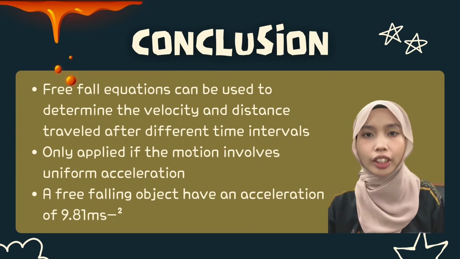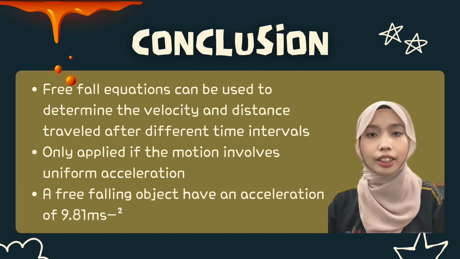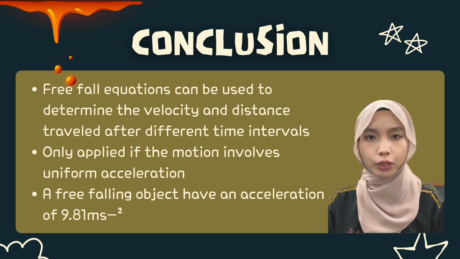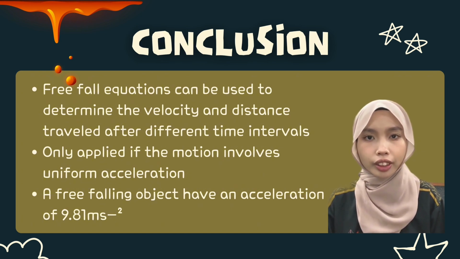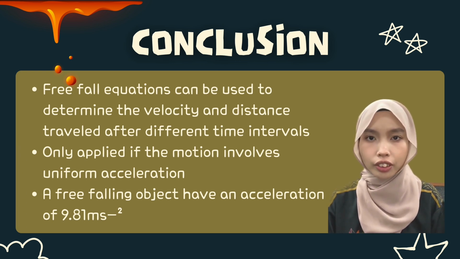In conclusion, free-fall equations can be used to determine the velocity and distance traveled after different time intervals. This is only applied if the motion involves uniform acceleration, meaning that if the acceleration is constantly increasing or constantly decreasing, this equation cannot be applied. A free-falling object has an acceleration of 9.81 meter per second squared.